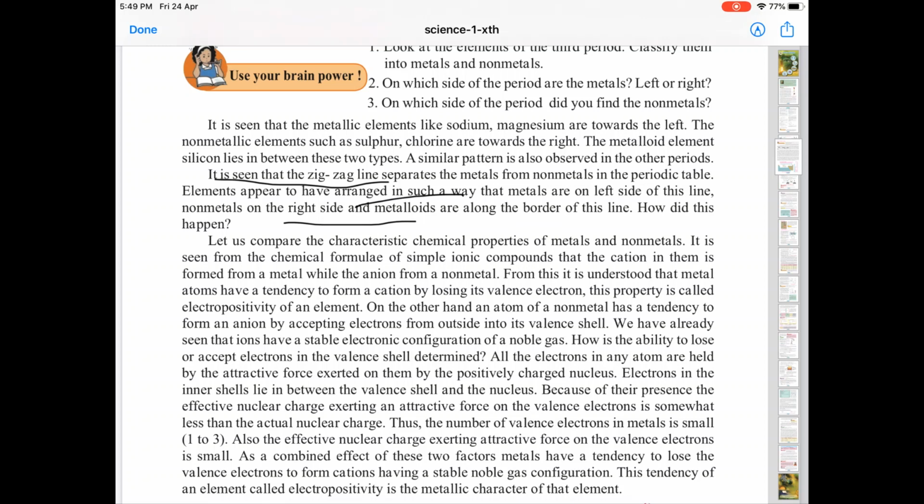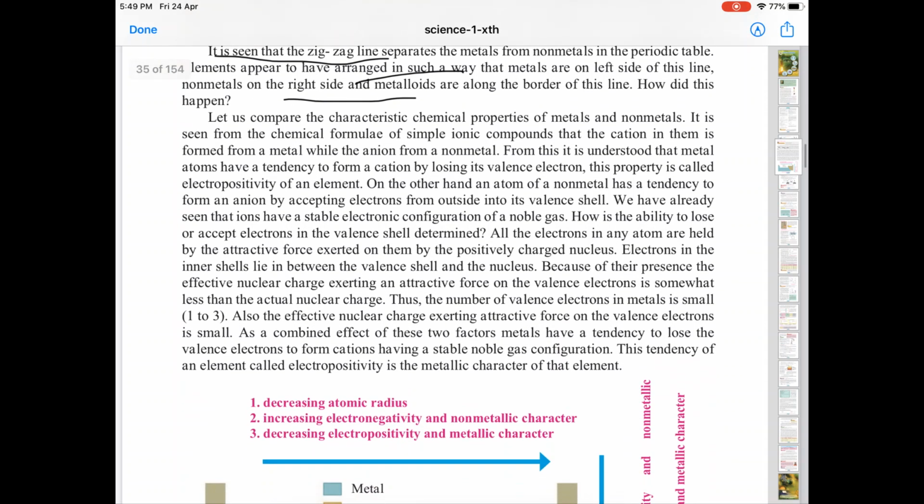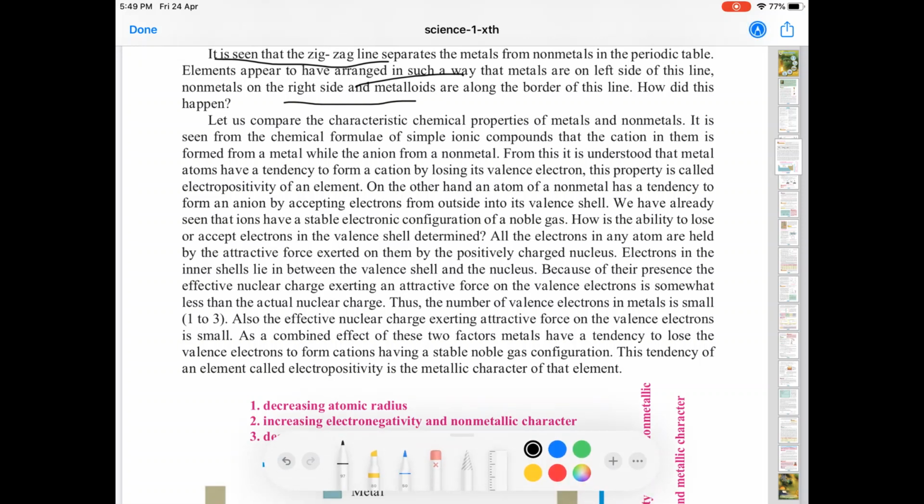Now one interesting point which I would like to let you know is that in the book they have given some extra information here at the bottom. Let's just go through this paragraph. It is understood that atoms have a tendency to form a cation by losing their valence electrons. That is what I told you, metals are electropositive. This property is called electropositivity of an element.